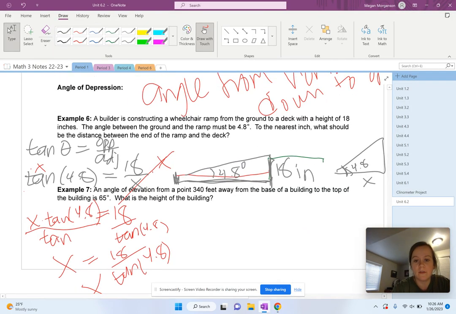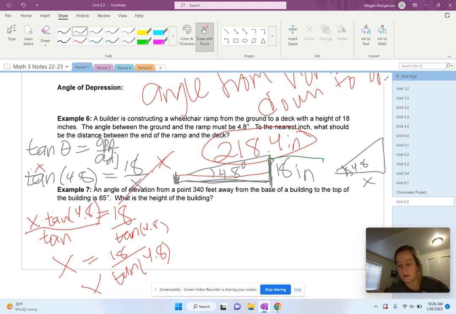So the answer right here is 218.4 inches. That means from your deck, you need to measure out 218.4 inches. That's where you're going to start building your ramp. If you need to know how much wood you need to get, you should look at the hypotenuse. Solve for the hypotenuse. You can just get a piece of plywood that long, place it that far away, and your mom's going to be set.